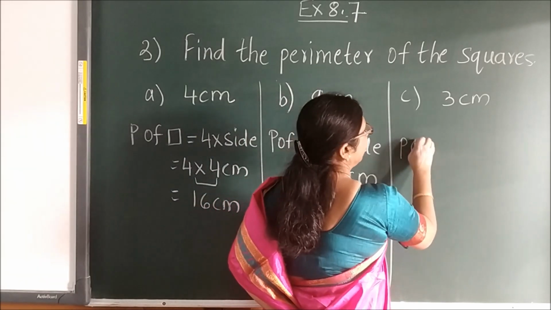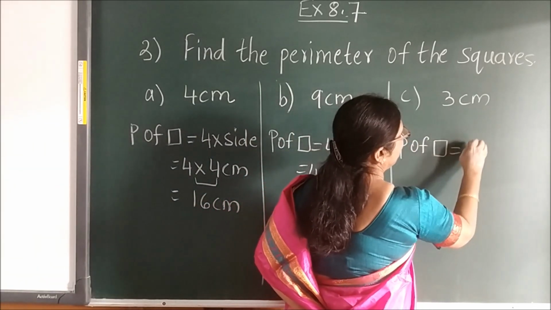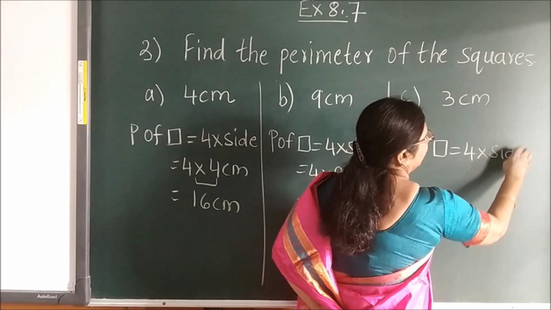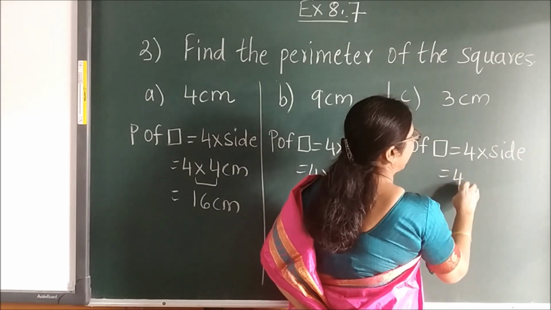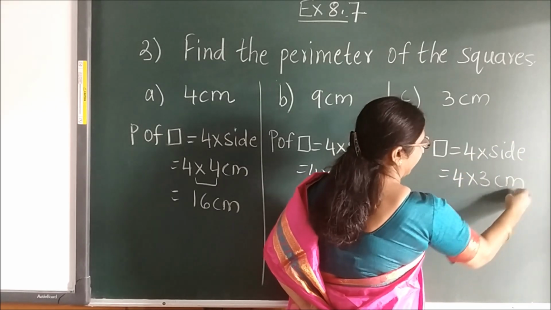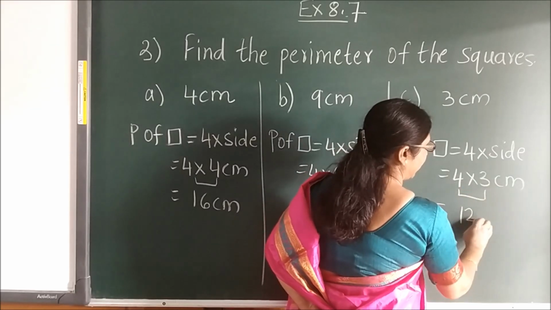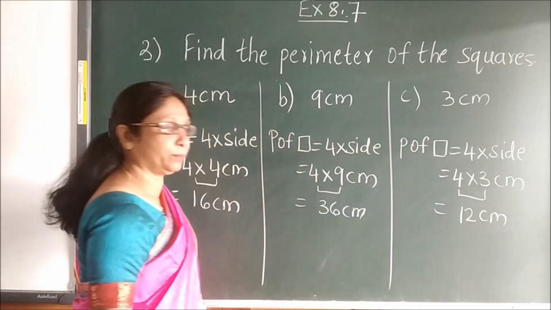Okay. So perimeter of square, 4 into side. Use the formula, insert the value and then multiply. 4 3s are 12 centimeter.